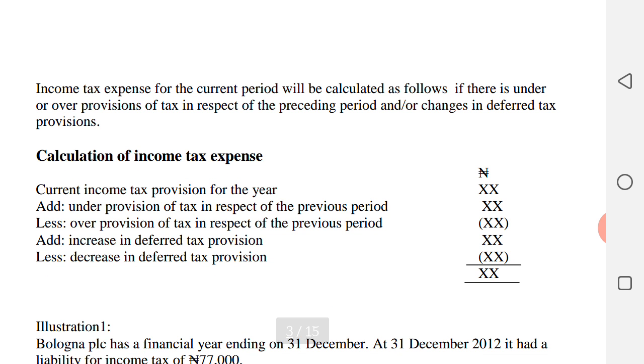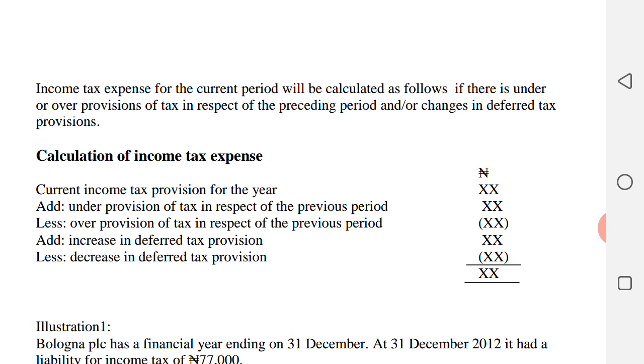Now the current income tax provision for the year, that means the one we compute using the tax laws, you want to compute above. Then you will add under provision of tax in respect of the previous period. You will less over provision of tax in respect of the previous period. So if there is over provision, you will less it.